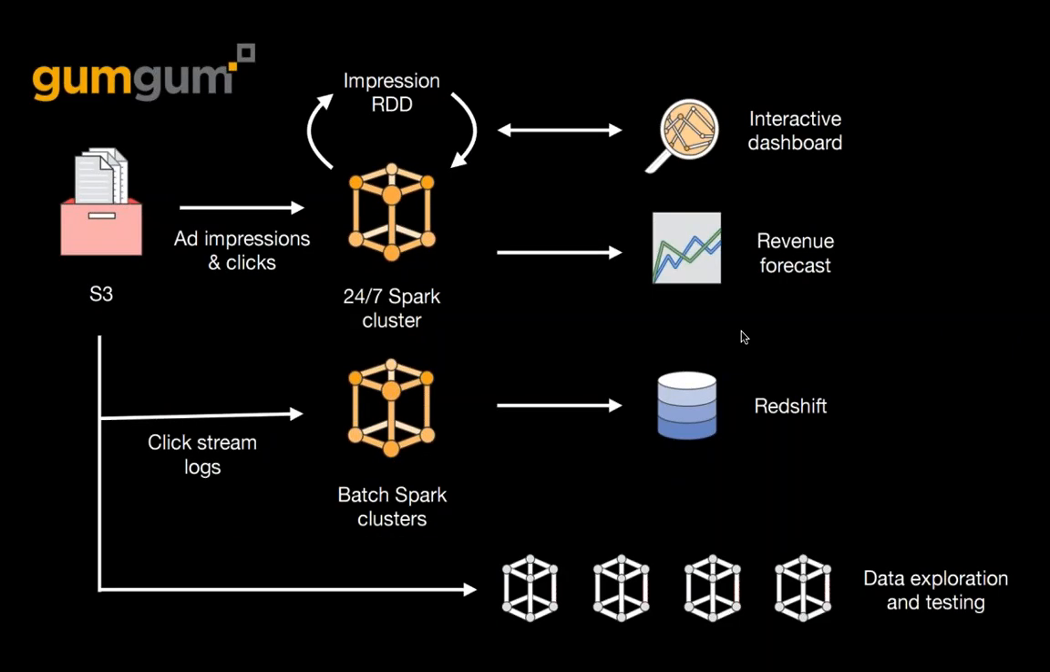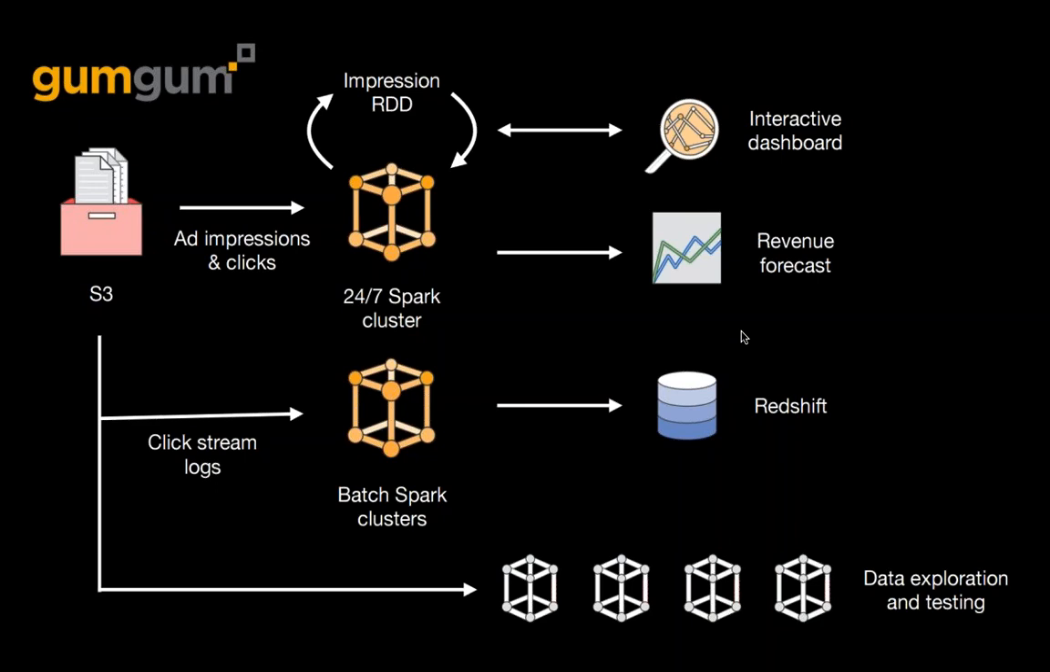Similarly, if you look at what GumGum do, again, you can see this is a classic use case where they've got a 24/7 Spark cluster up the top there. So that's a persistent cluster that's running all the time, that's constantly ingesting ad impressions and clicks. And from that, they typically do their revenue forecasting and have an interactive dashboard. And then they've got a batch Spark cluster underneath that, which is looking at the clickstream logs. So that's not online and on all the time, but they use that in a very batch-specific fashion.